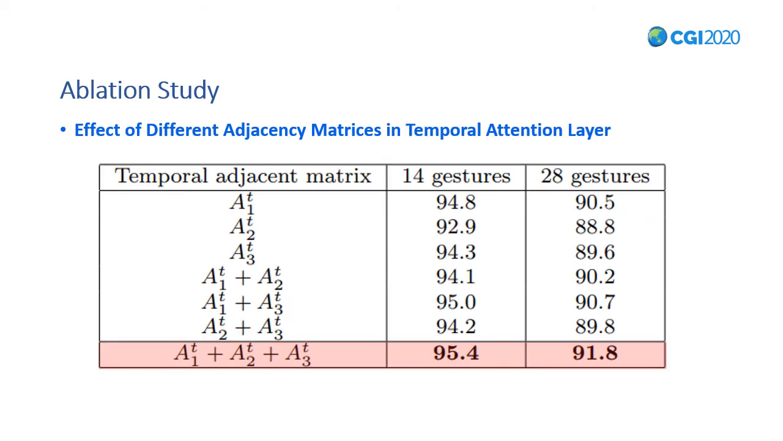Similarly, our method using the proposed adjacent matrix worked better than the original adjacent matrix AT1. This demonstrates that our temporal graph attention layer is effective. We evaluate the performance using other adjacent matrices. They all perform worse because they lack the original temporal connections between the adjacent frames.